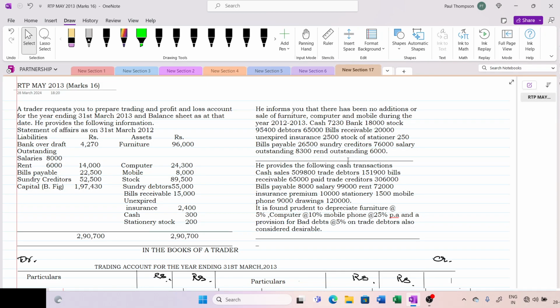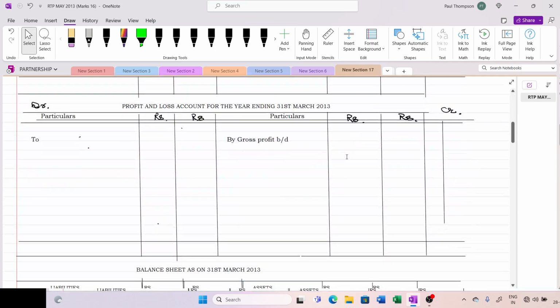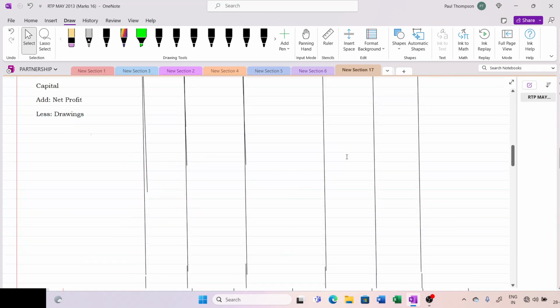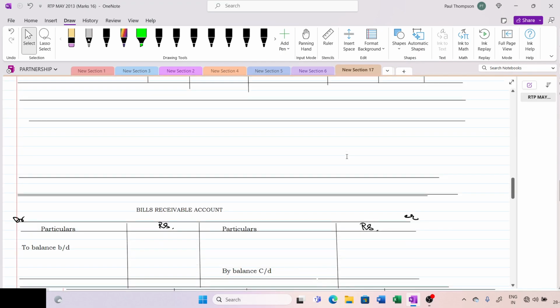And we have to prepare insurance, because there is unexpired insurance in the beginning as well as at the end. Same way, salary and rent outstanding: opening is also there, closing is also there. So we have to open insurance account, salary account, rent account, as well as stationery stock account. So let us get into that one by one. I'll go item wise. So the first item is bank overdraft. I'll go to the working note.